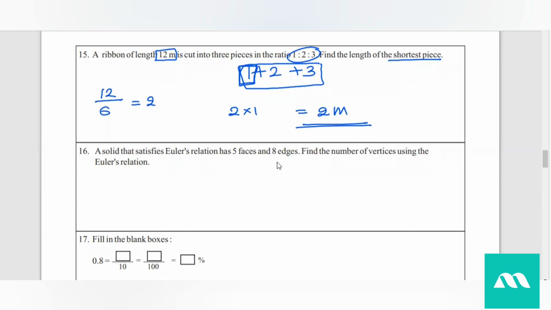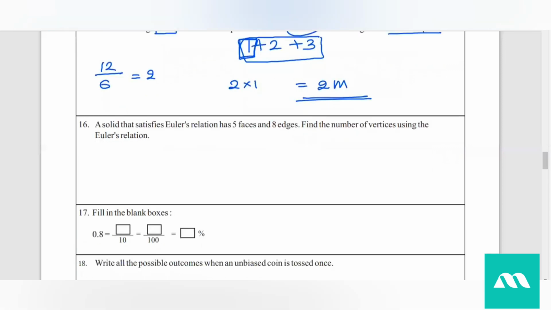Okay. A solid that satisfies Euler's relation has 5 faces and 8 edges. Then find the number of vertices using Euler's relation.